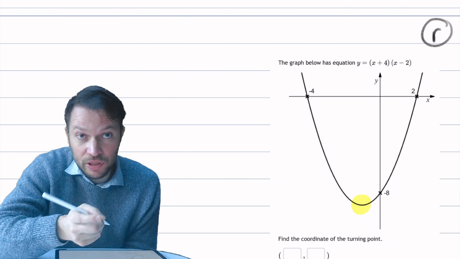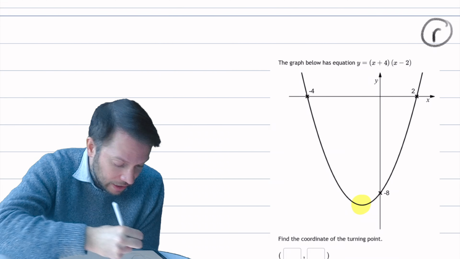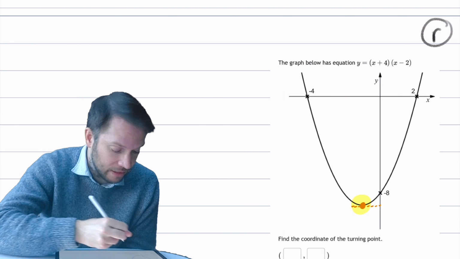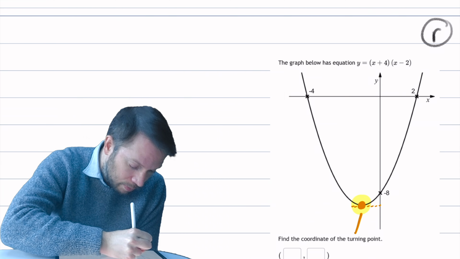that is a turning point. Turning point just means where the gradient is zero, because can you see the gradient of the graph here is zero because it's momentarily flat. So this is the turning point that we need.